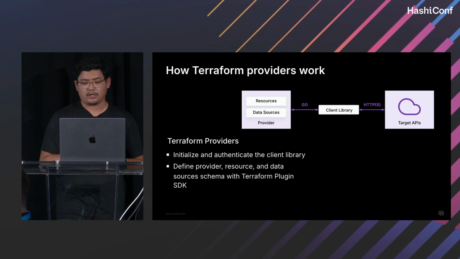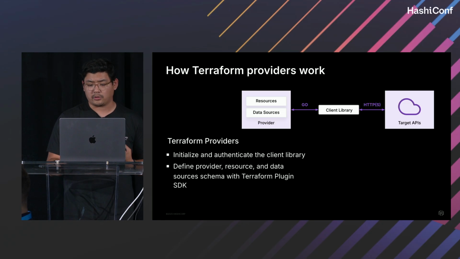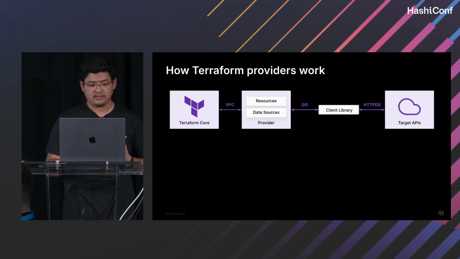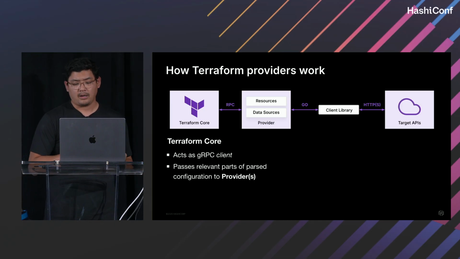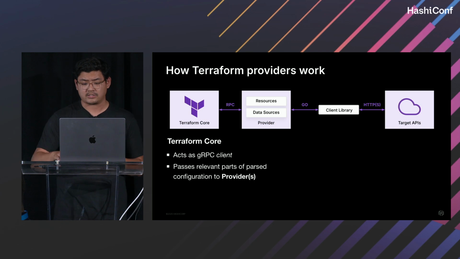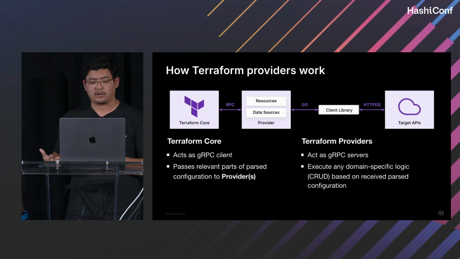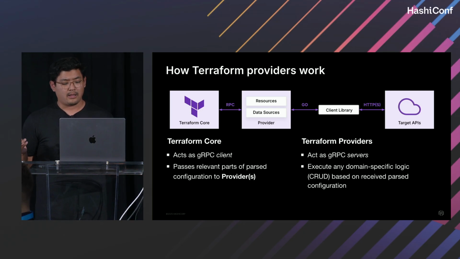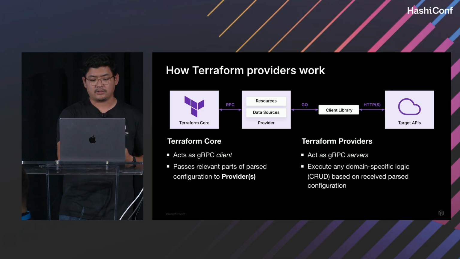So Terraform core and providers interact with each other using a protocol called gRPC. Terraform core acts as the gRPC client and passes relevant parts of the parsed configuration to the providers themselves. And then the Terraform providers act as gRPC servers and execute any domain-specific logic based on the parsed configuration they receive.